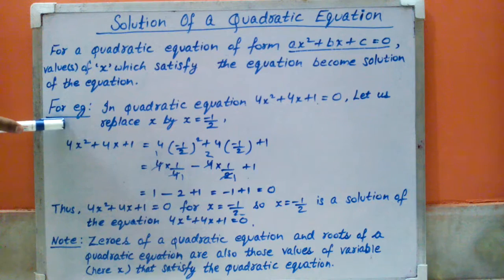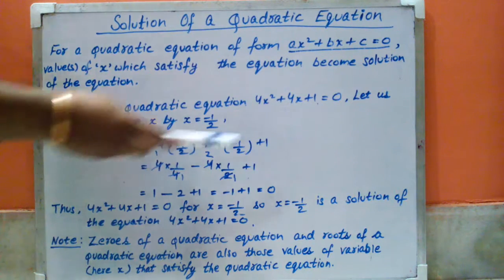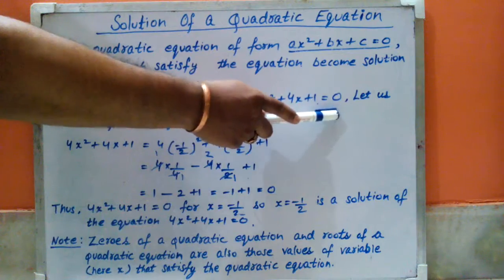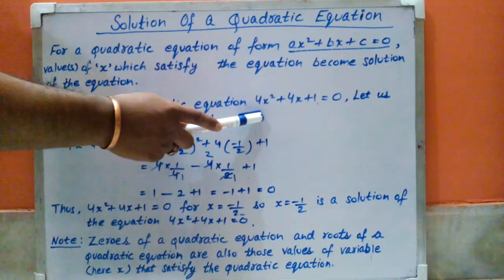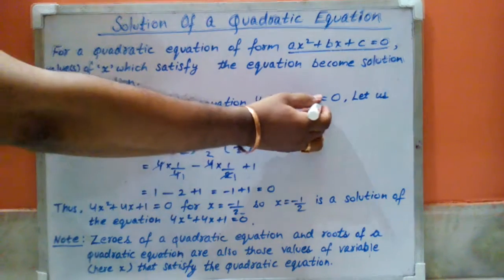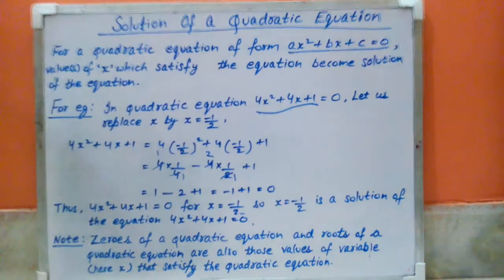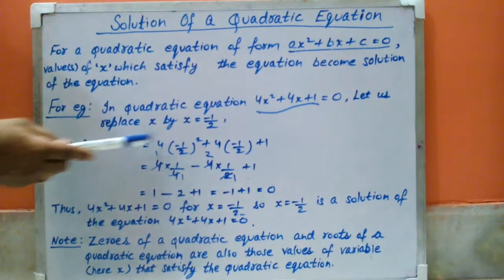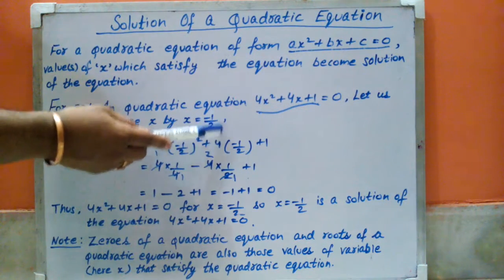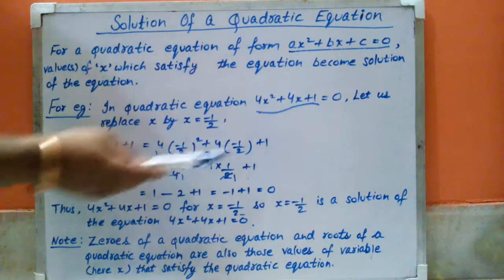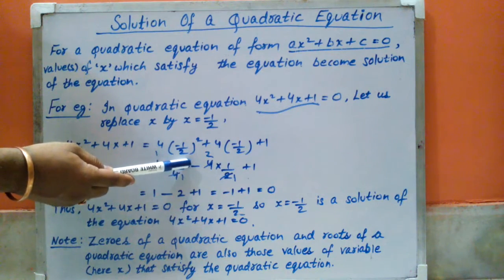Here we have an example. In the quadratic equation 4x square plus 4x plus 1 is equal to 0, where left hand side is 4x square plus 4x plus 1. This is left hand side, and right hand side is 0. We have replaced x by minus 1 upon 2. So in place of x, I have written minus 1 upon 2 in this equation.